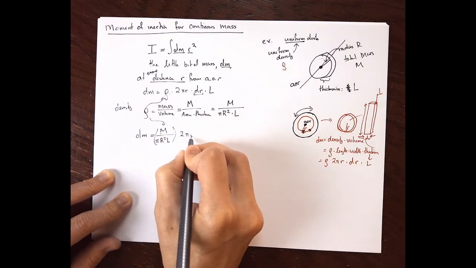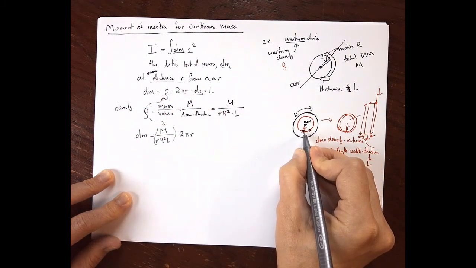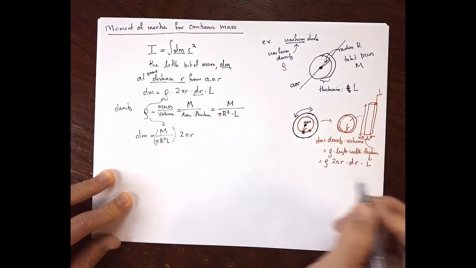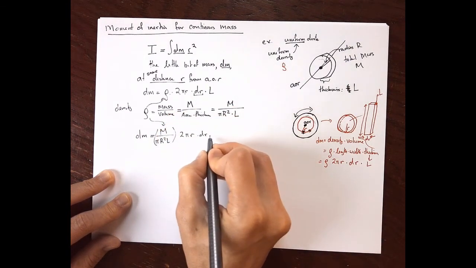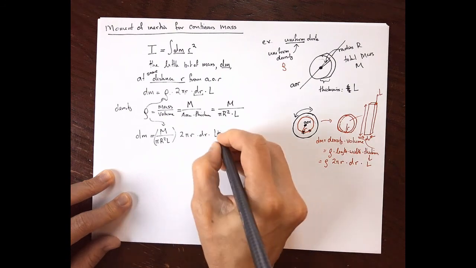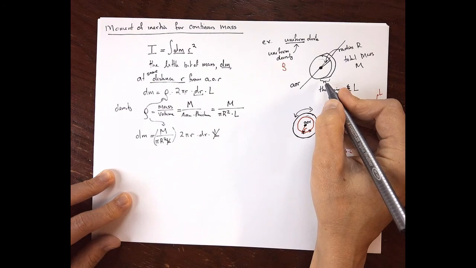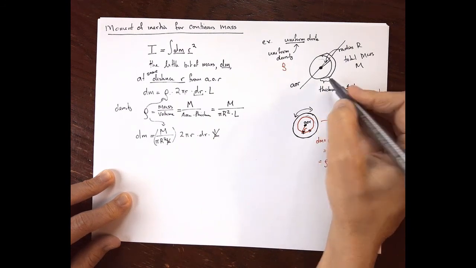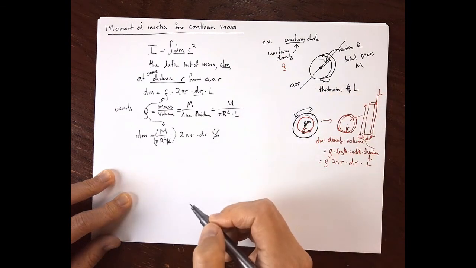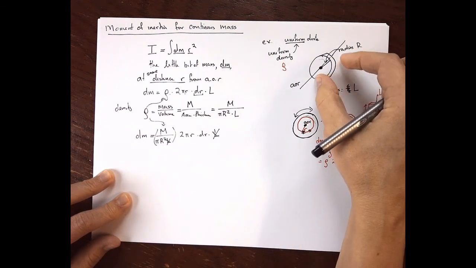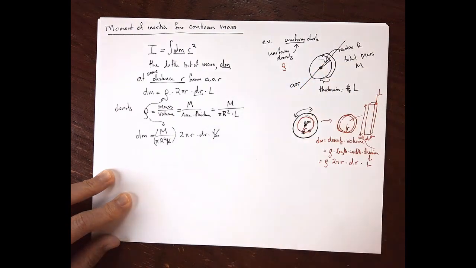Times 2 pi little r squared, because this is the mass just at this tiny little ring, this little red ring here, not the whole disk. So that guy times dr times L, and L will cancel. So it turns out the thickness of the disk doesn't matter. And that makes sense because even as you move back, you're not changing distance from the axis of rotation. So it doesn't matter how much we spread the mass out this way. It only matters if we take it farther and farther away from the axis of rotation.